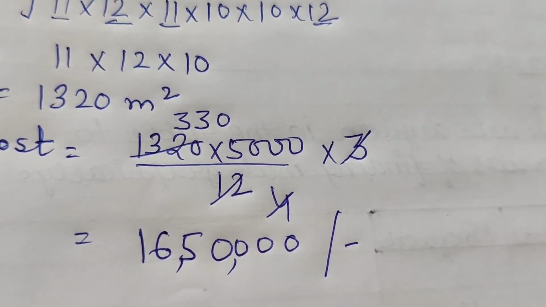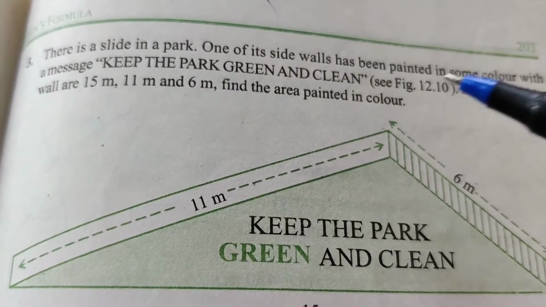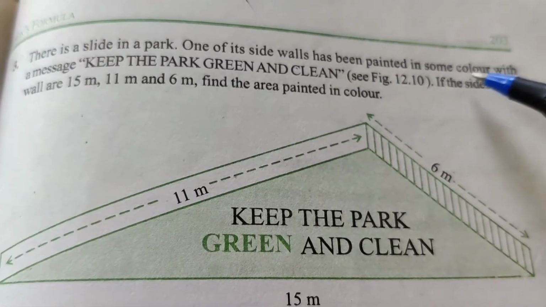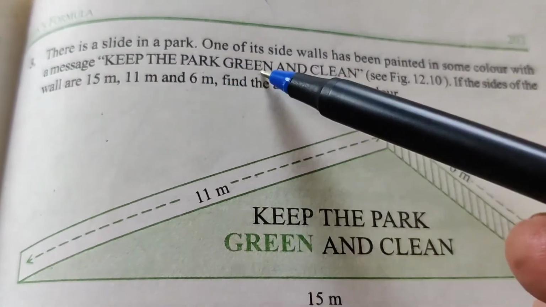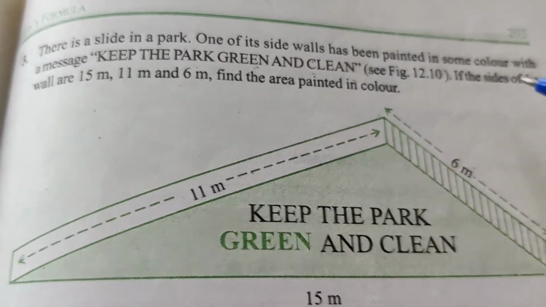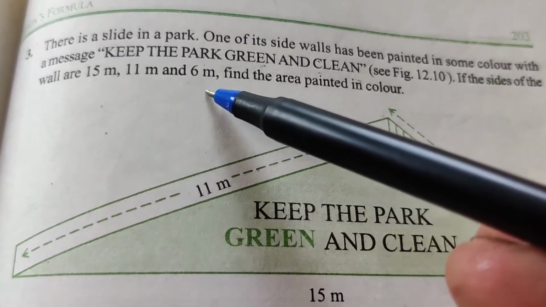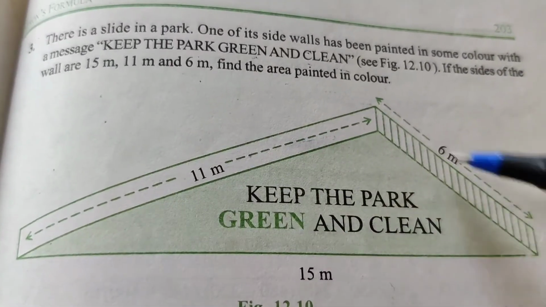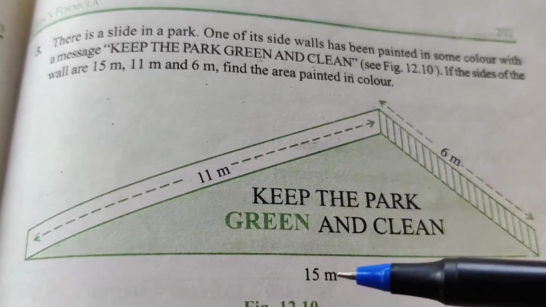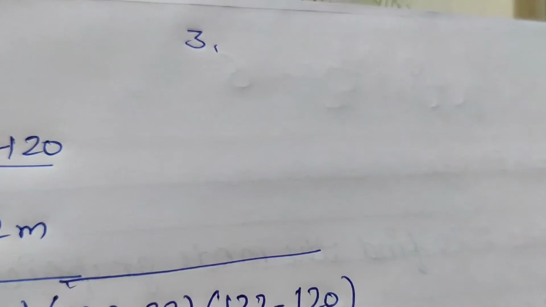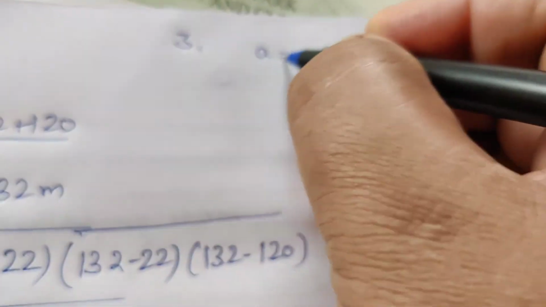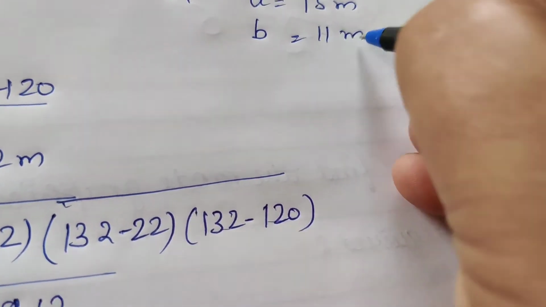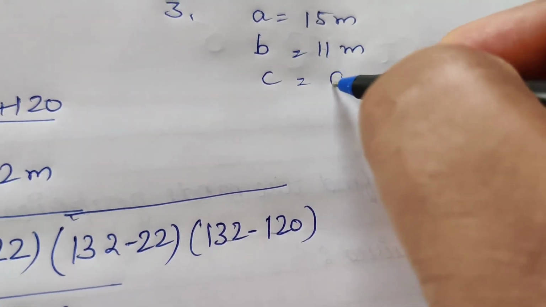Next, question number 3. There is a slide in a park. One of its side walls has been painted in some color with a message, keep the park green and clean. If the sides of the wall are 15 meter, 11 meter and 6 meter, find the area painted in color. Here is a triangular wall: 11, 6 and 15. A equal to 15 meter, B equal to 11 meter and C equal to 6 meter.